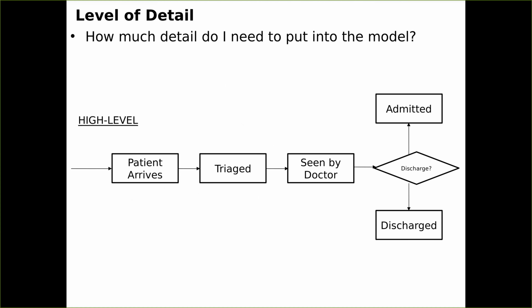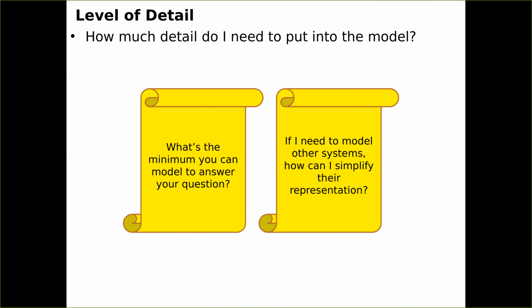Of course, going to the other extreme, you could have a very high level system that just models: patient arrives, they get triaged, they get seen by a doctor, and then they're either admitted or discharged. And it might be, in some cases, that's exactly the right level of modeling that you need to undertake. It all comes down again to those questions of what's the minimum you can model to answer your question? And if I need to model other systems, how can I simplify the representation? Have those questions at the forefront of your mind whenever you're thinking about how to model.